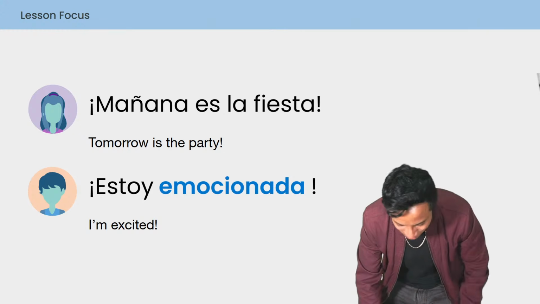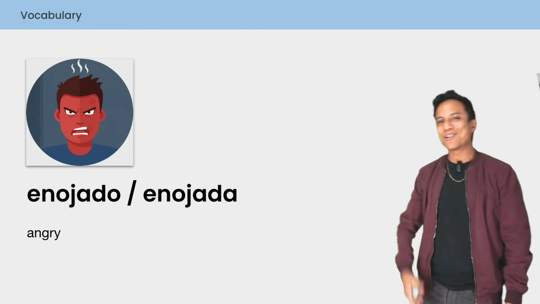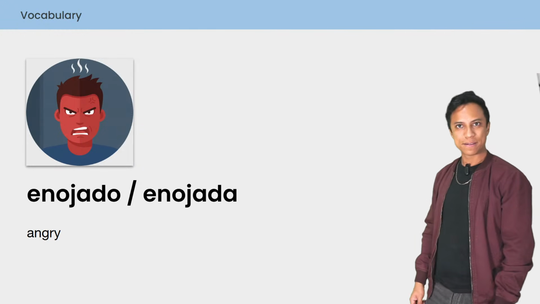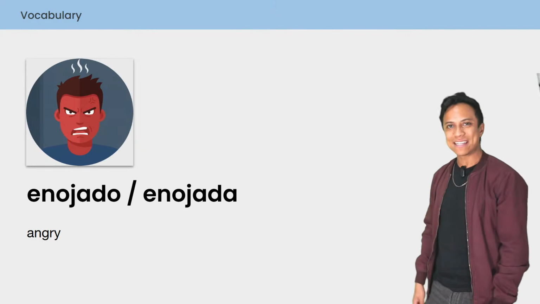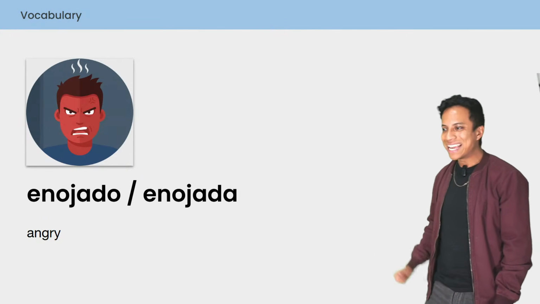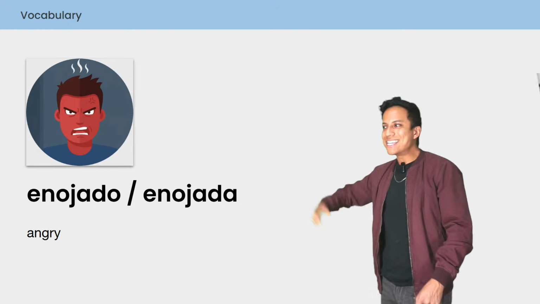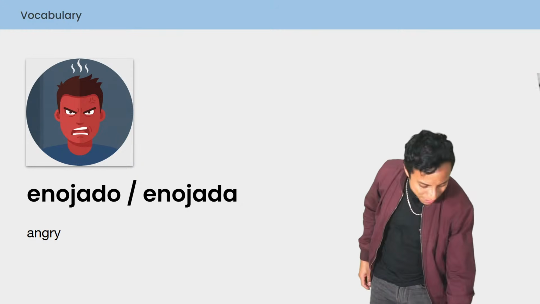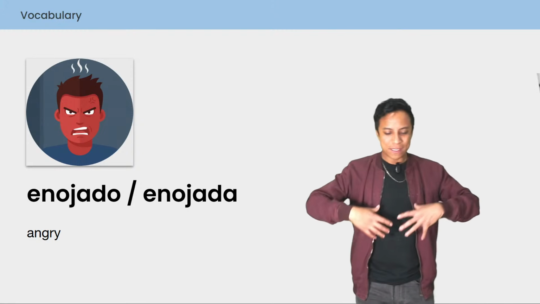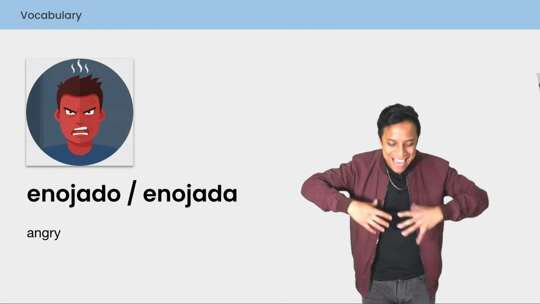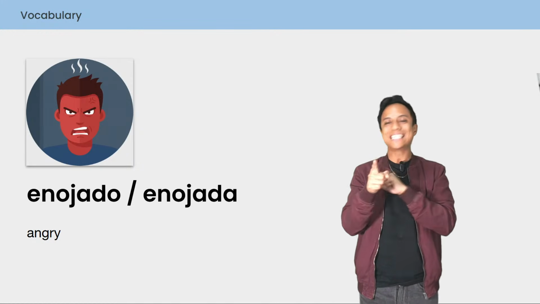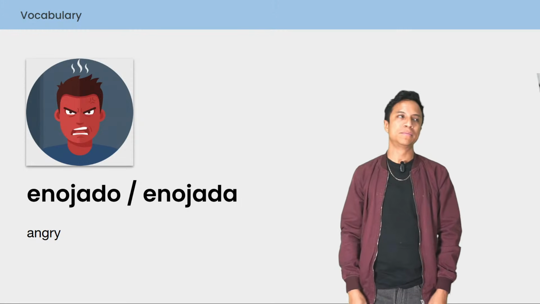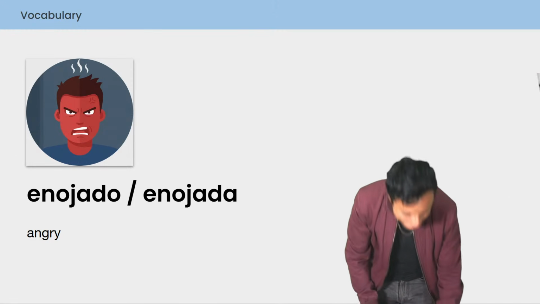Awesome, vamos a continuar. Next one is enojado and enojada. Angry, mad. Okay? He's mad, he's angry. Él está enojado. Ella está enojada. Okay, enojado. Once again, it is an adjective, so I will use sentirse. Me siento enojado. I feel angry. Okay, awesome.